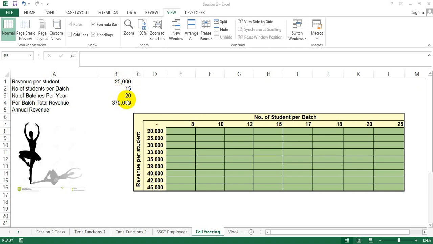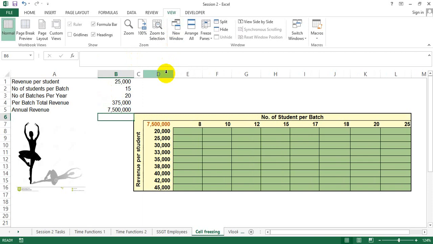The number of batches that would be running in a year are 20, and obviously the per batch total revenue would be the revenue per student into the number of students, and similarly the total revenue during the year would be the per batch total revenue into the number of batches.